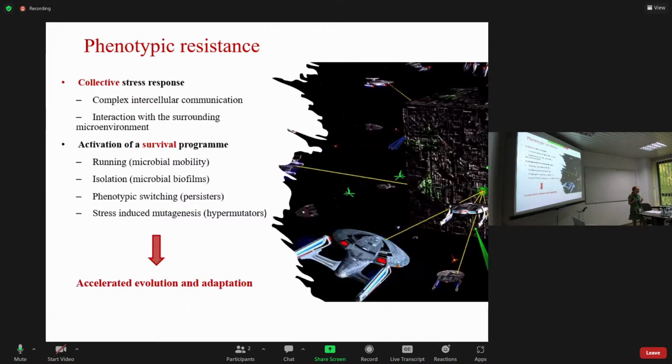Besides this genetic resistance, we must also take into account the phenotypic resistance. So, here is an image you probably know from a Star Trek movie. It is the Borg. This Borg population is adapting all the time by learning. The bacteria are doing the same, they are learning from their experience with each antibiotic. And we can trace this experience and these memories in their sequences.